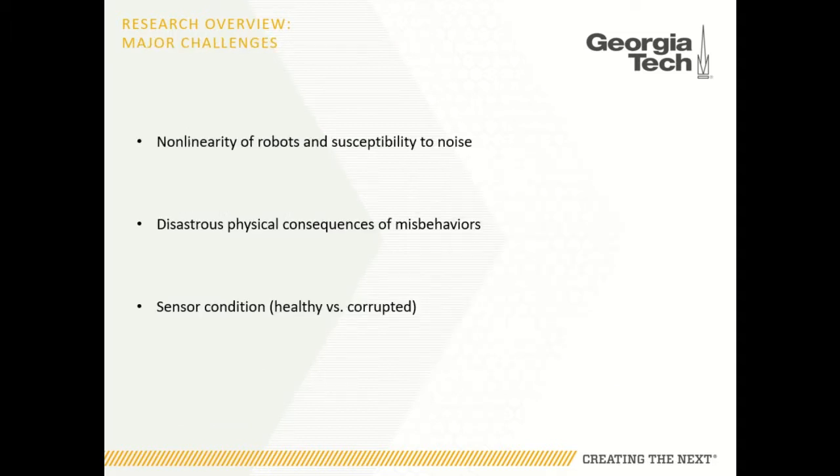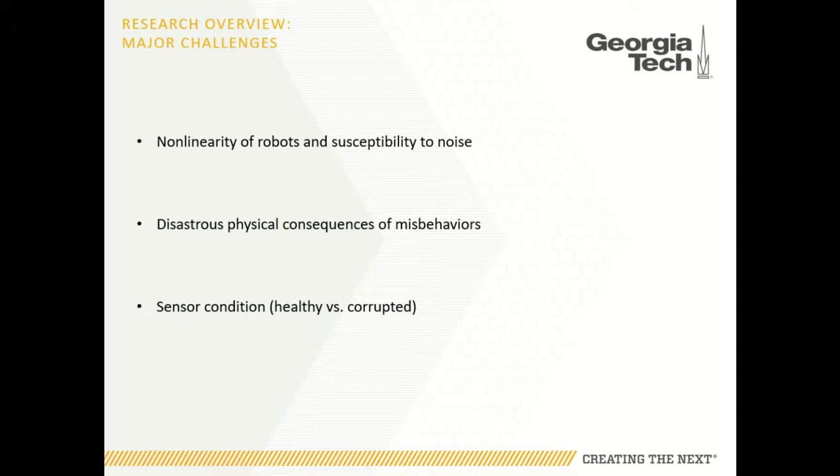Some major challenges for this research were the non-linearity of robots and their susceptibility to noise, which is very common amongst all robot research, specifically other anomaly detection systems for robots as a major challenge across the board. The disastrous physical consequences of misbehaviors, and specifically when the physical consequences were almost immediate with the misbehavior, that's when it was most challenging for these researchers. If things happen instantaneously, it was very hard for the sensors to detect them.